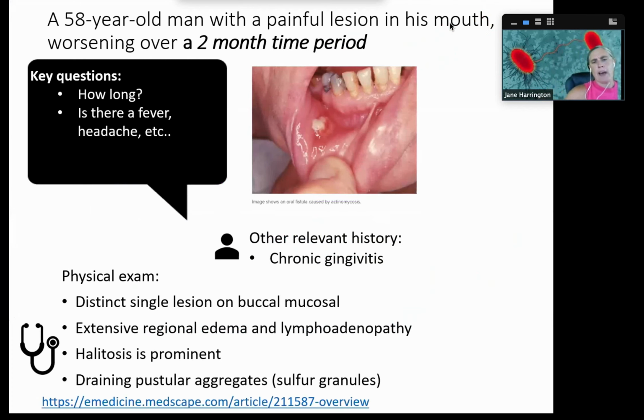All right, so here we have a vignette that I showed you over the summertime. A 50-year-old man with a painful lesion in his mouth worsening over a 2-month time period. So the fact that we're talking about something really long, that's not classic for a typical bacteria or viruses. Viruses are usually quick. Here we have, in this case, chronic gingivitis. We're seeing a single lesion of the buccal mucosa, and I would describe this as a draining lesion. We see a regional edema and lymphadenopathy. I'm going to go ahead and just point out this halitosis. That's an important clue. And that we've got some draining sulfur.